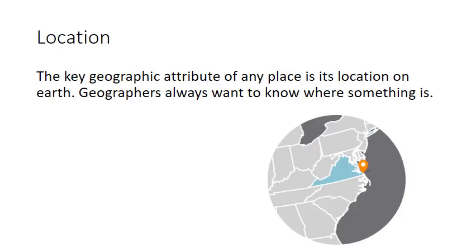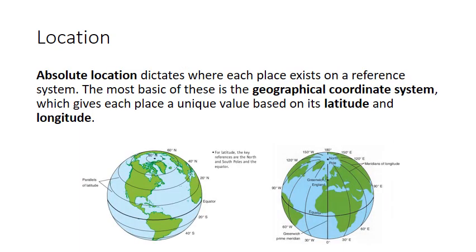Geographers always want to know where something is, and this is described by location. Absolute location uses some type of geographical coordinate system, the best known of which is latitude and longitude. You should be comfortable with the concept of latitude and longitude. It's absolute location because there is only one location that answers that particular description. It is not relative to anything around it.